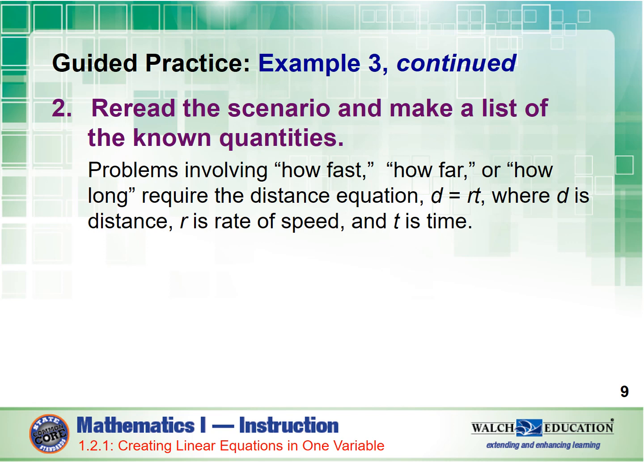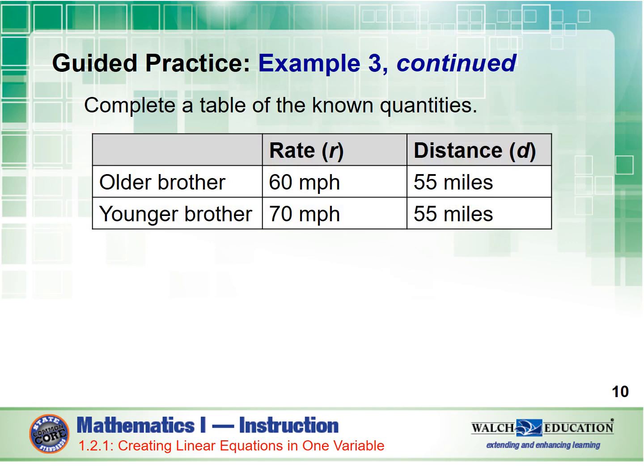So problems involving how fast or how far require a distance equation, where d equals the rate times the time, okay? Distance equals rate times time. So for the older brother, we can make a table or we can just jot it out, whatever you're comfortable with. The older brother is driving 60 miles per hour and he's going for 55 miles. They're both going 55 miles. The only thing that's different is their speed. Okay?